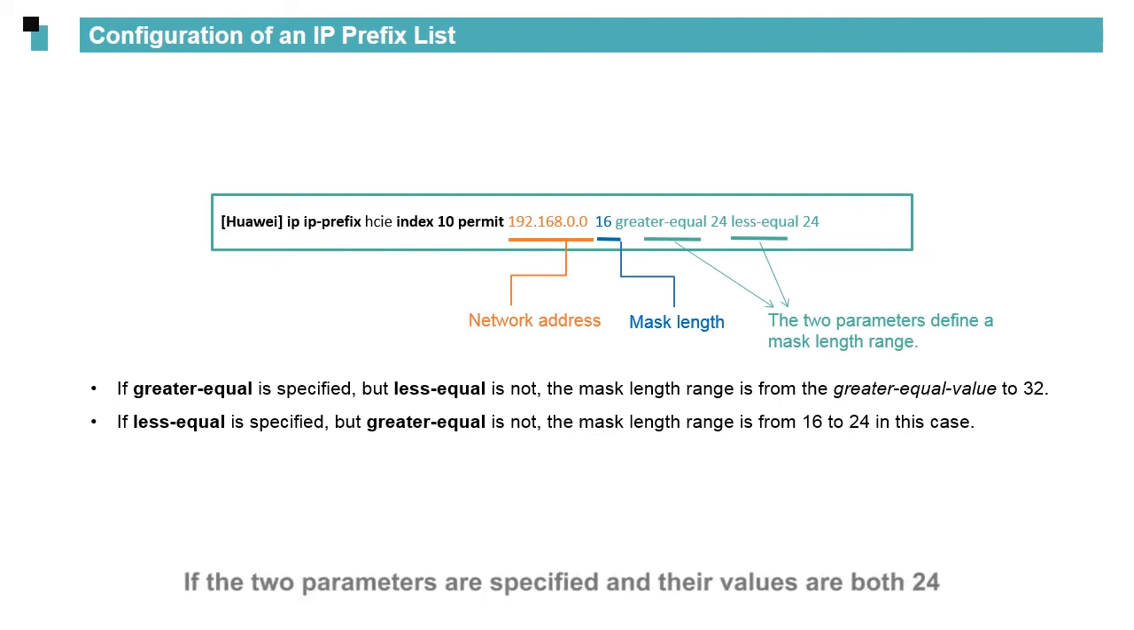If the two parameters are specified and their values are both 24, the configuration matches the routes with network address of 192.168.0.0 and mask length of 24. If greater equal is specified but less equal is not, the mask length range is from the greater equal value to 32. If less equal is specified, but greater equal is not, the mask length range is from 16 to 24 in this case.